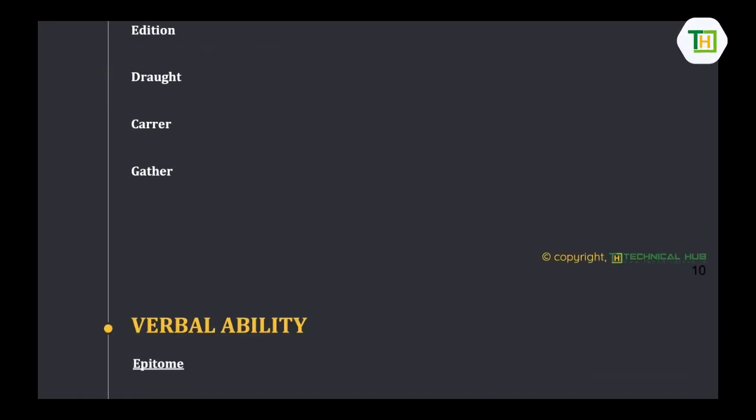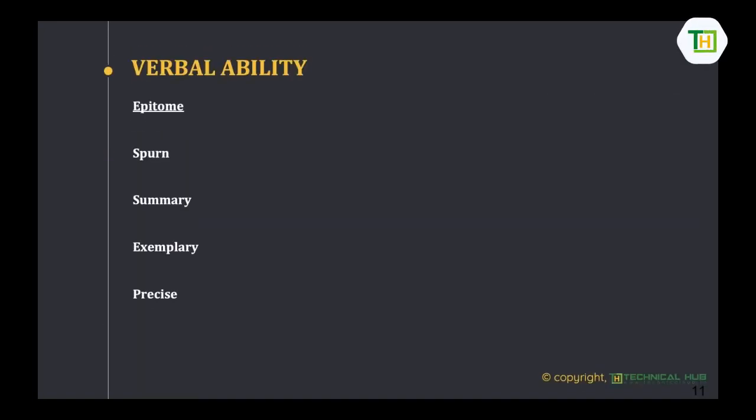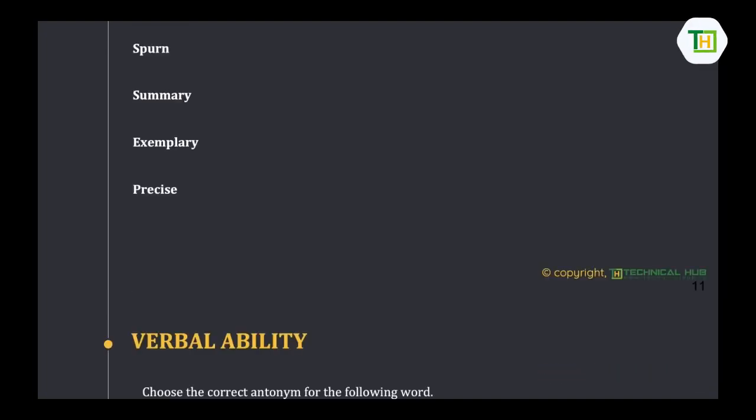No doubt. Next one. Epitome. What do you mean by epitome? We are asking for the synonym actually. The meaning of epitome is like putting it all together. It's like, you can say it as summarizing. Summary is the correct word for that. Epitome means summary. So it's a straight synonym.